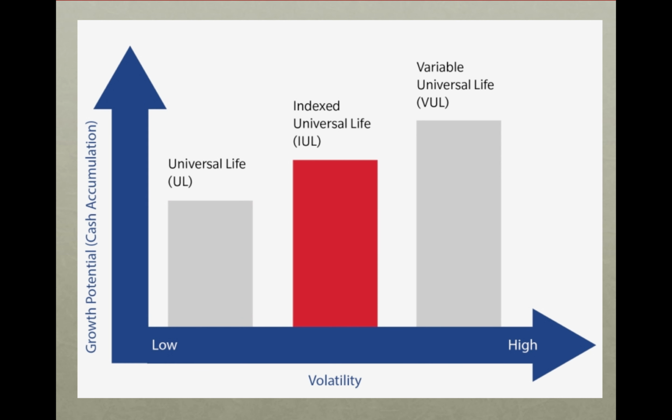So just looking at the growth potential and the volatility of the different types of investments. Universal Life is invested solely in bonds. Index Universal Life is invested with the insurance company, but it has call options on the index, so there'll be some upside in some years. And Variable Universal Life is invested essentially in mutual funds.